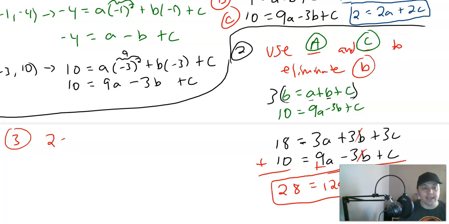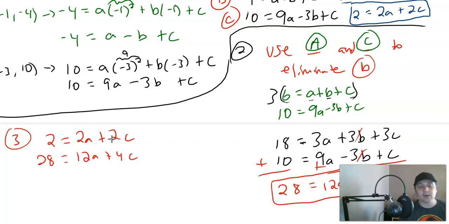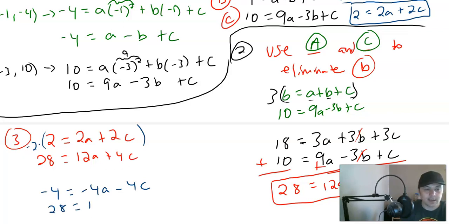So from step 1, I had 2 equals 2a plus 2c. From step 2, I have 28 equals 12a plus 4c. And I want to solve this as a system of equations of 2 variables. So I have to choose a variable to eliminate. I think that's going to be the easiest way to handle this. I'm going to choose to eliminate c, which means I need to make this a -4. So I'm going to multiply the top equation by -2. So I'll get -4 equal, everything will be -4. -4a minus 4c. The bottom equation I didn't have to change, so I'll just copy it down.